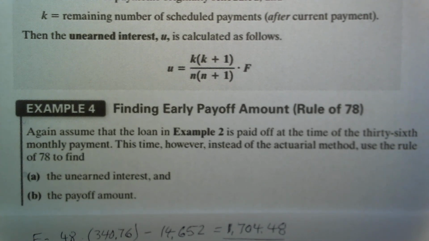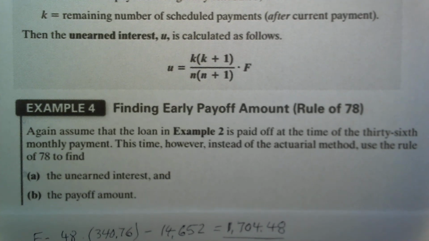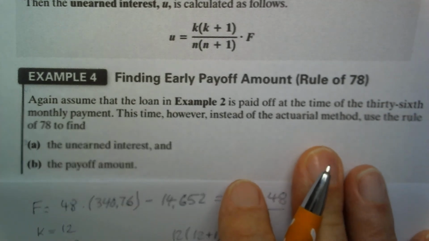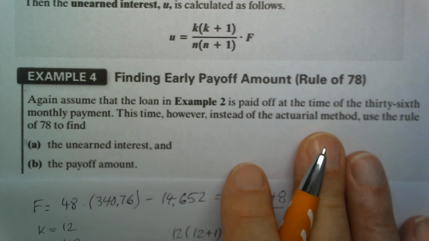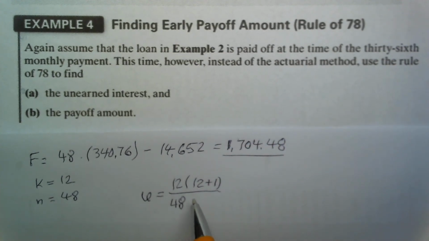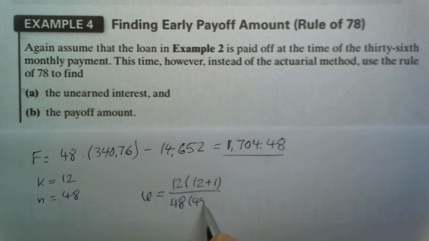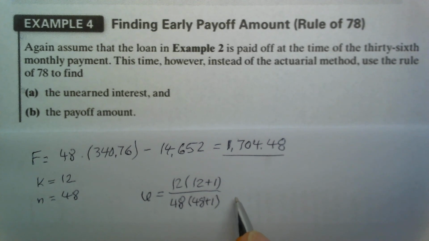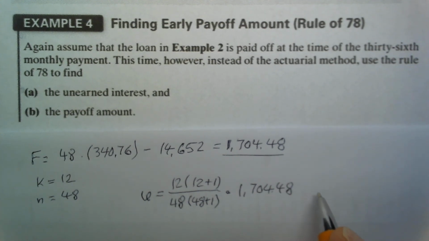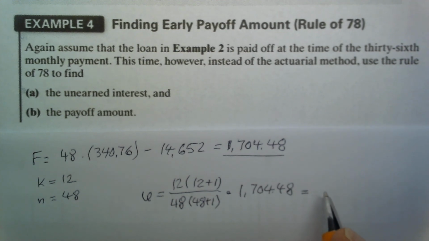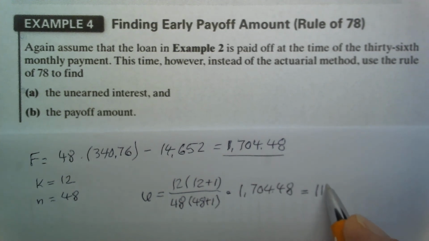So then, using the formula here, U, the unearned interest, is equal to 12 times 12 plus 1 divided by 48 times 48 plus 1, times F, which is the 1,704.48 finance charge. So in this case then, U equals $113.05.